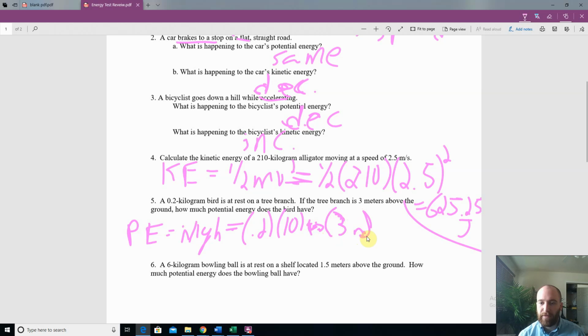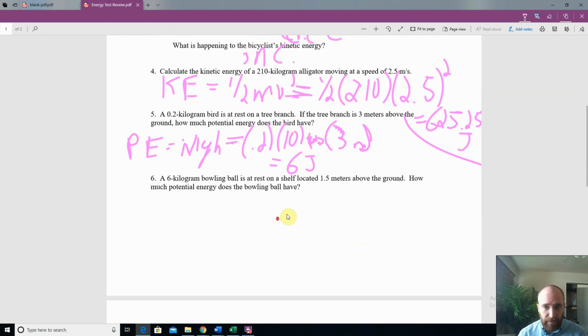That says 3m, 3 meters. Alright, 0.2 times 10 times 3 is 6 joules. That's fine.